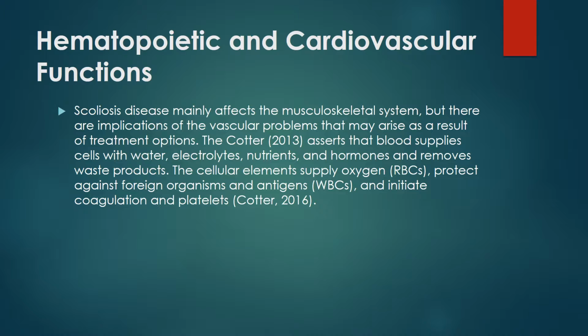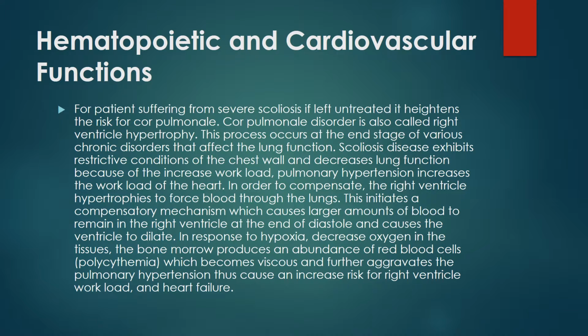Scoliosis disease mainly affects the musculoskeletal system, but there are implications of vascular problems that may arise as a result of treatment options. The blood supplies cells with water, electrolytes, nutrients, and hormones, and removes waste products. The cellular elements supply oxygen, protect against foreign organisms and antigens, and initiate coagulation and platelet functions.